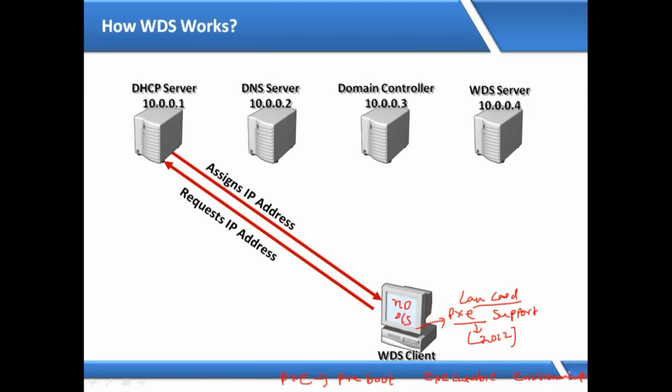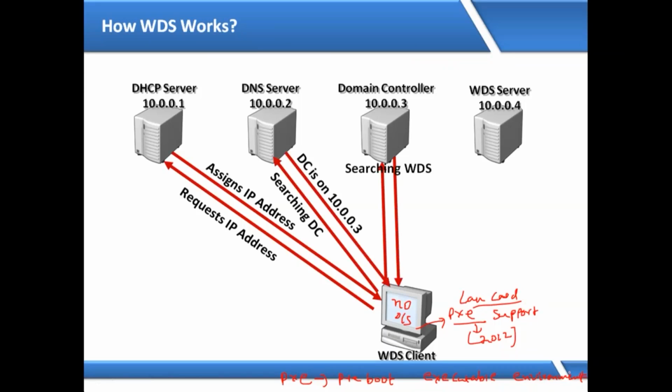Now it is looking for the domain controller, because the domain controller will have full information. We have discussed in DNS that DNS contains SRV records, service records. The service records of the DNS server will help the WDS client in locating the domain controller. Once it connects to the domain controller, the domain controller knows about the WDS server, so it will connect to the WDS server.